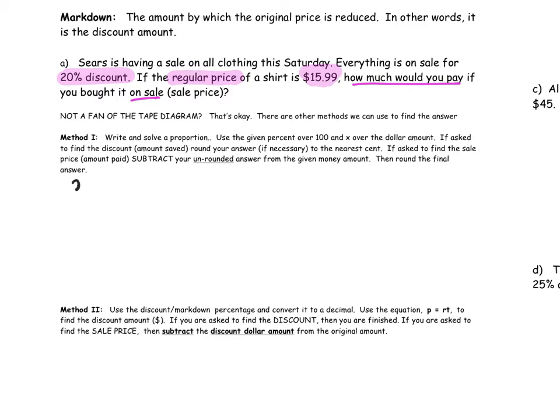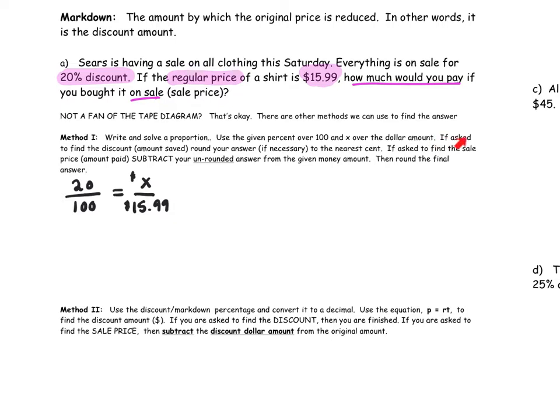They told us 20%, so that's 20 over 100. We're making ratios, which is two equal ratios, or a proportion. We don't know the dollar amount. This is going to be money, but we do know that it originally cost $15.99. So please write that.